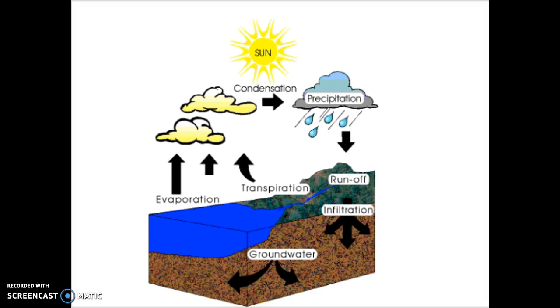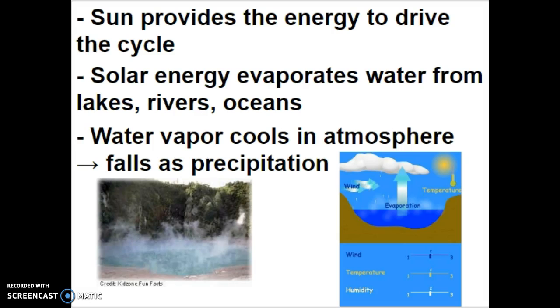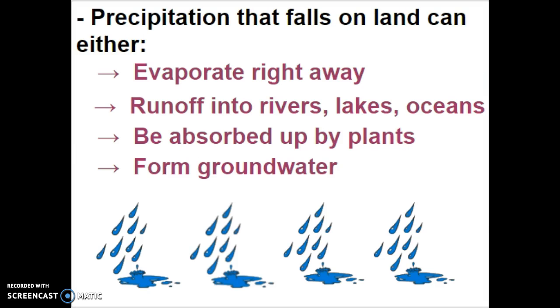So evaporation is where we go from liquid to a gas, condensation going from gas to a liquid, and then we get precipitation when it gets heavy enough to fall down. So solar energy provides that energy to drive the water cycle. So water will evaporate and then eventually cool and fall as precipitation. Once it does that, precipitation can either evaporate right away, it can run off into rivers, lakes, or oceans, it can be absorbed up by the plants, or it can form groundwater. And the process continues. It can be evaporated and condensed and precipitated, etc.